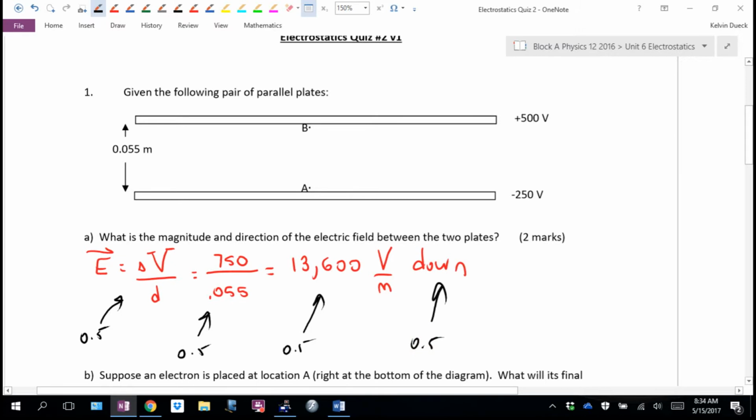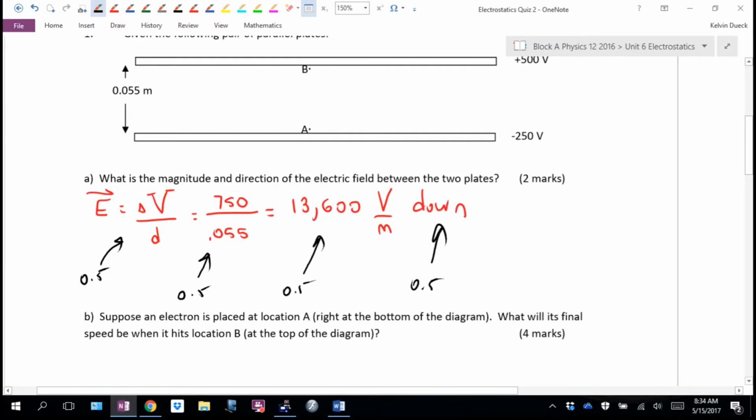Suppose we put an electron at location A, and then we let it go. What will its final speed be when it hits location B? This is the same as picking an object up and dropping it. We can use conservation of energy. The only issue here is sometimes stuff falls up, but it's the whole like repel, unlike attract thing. So I'm going to start out by saying, well, KE initial plus PE initial equals KE final plus PE final.